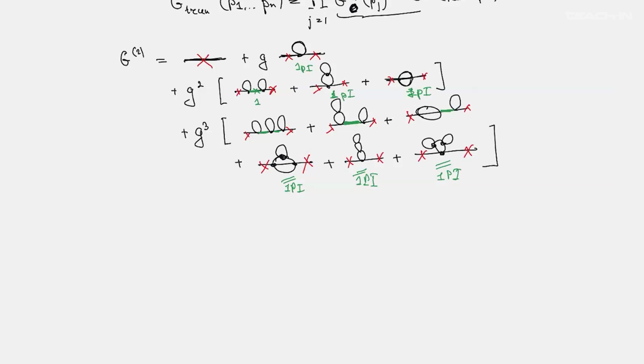Now, why is it so? Why are these one-particle irreducible graphs so important?